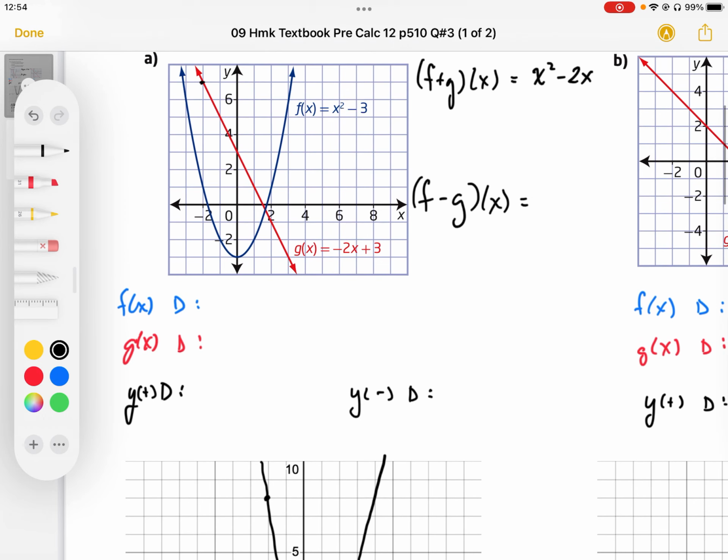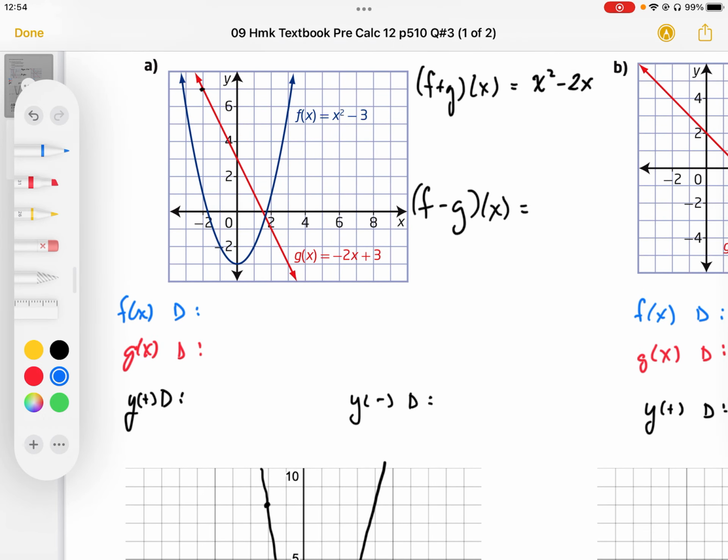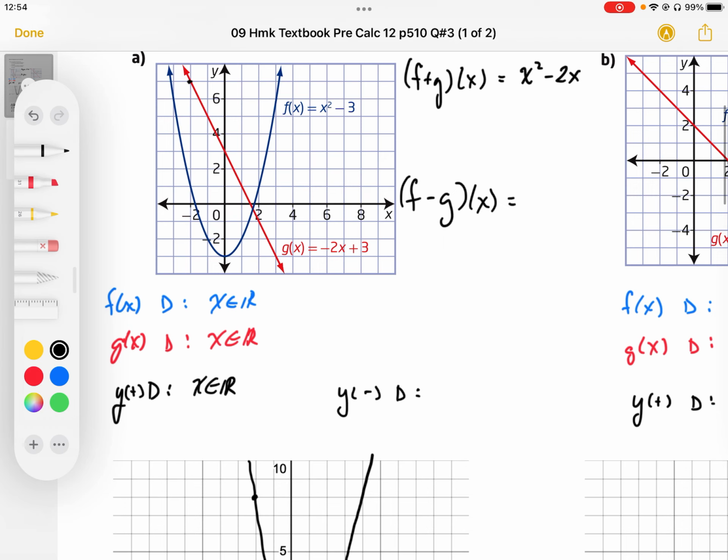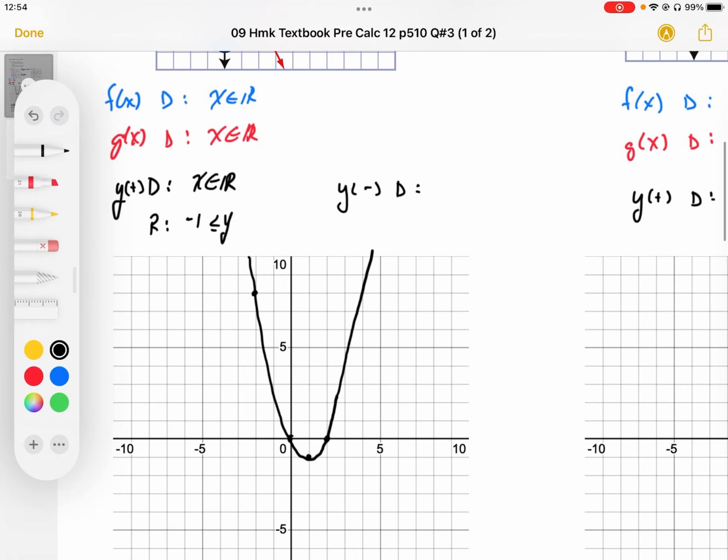In terms of the domain and range, the domain of my original function was all real numbers. The domain of the linear function is all real numbers, so we should expect the domain of our combined function to be all real numbers. The range of this combined function is going to be based on the vertex. The range is harder to do, but the range in this case is y is greater than or equal to negative 1, based on being able to locate the vertex. So to do this, we need to recognize that it's a parabola and know where the vertex of the parabola is.